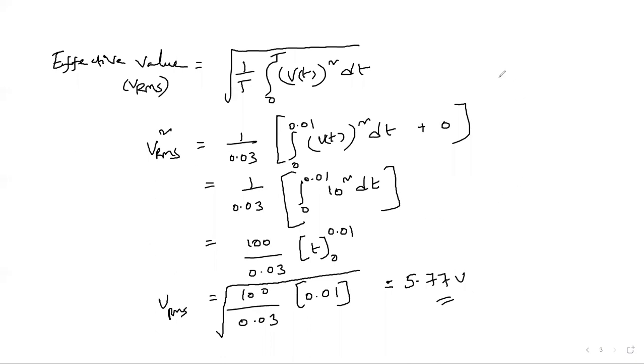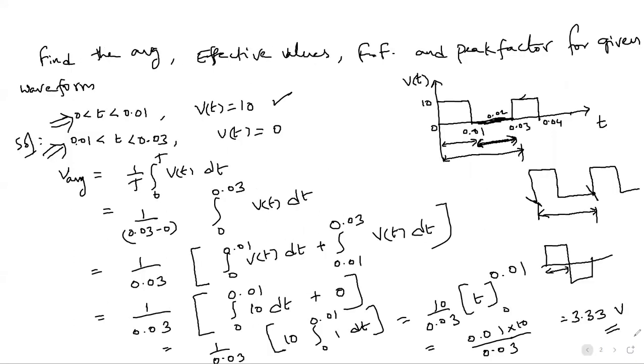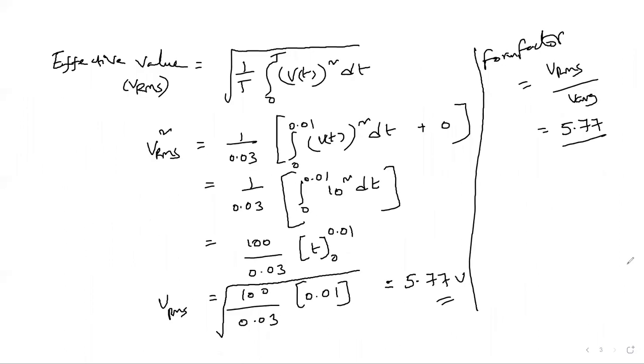Now, what they're asking: calculate the form factor and peak factor. Form factor is equal to RMS value by average value. Your RMS value is 5.77, and how much average value did we obtain? Average value 3.33, or 3.32? So how much is the answer of the form factor? 1.73. Good.